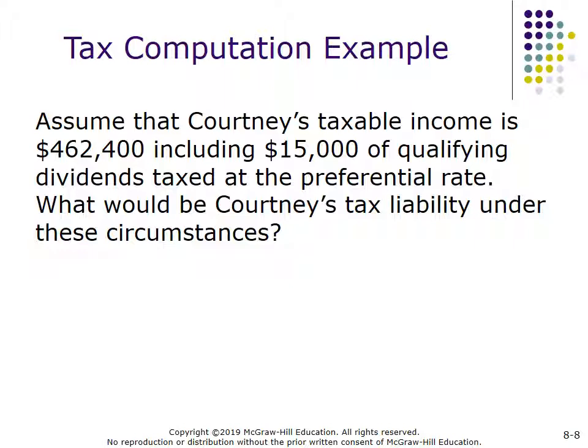Well, his gross income would be the $5,100 plus $2,200. His standard deduction allowed is $1,050. So his taxable income is $6,250.